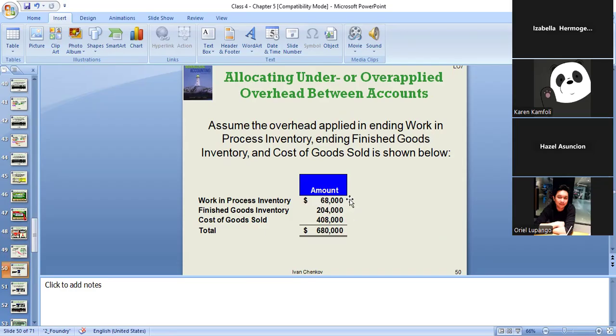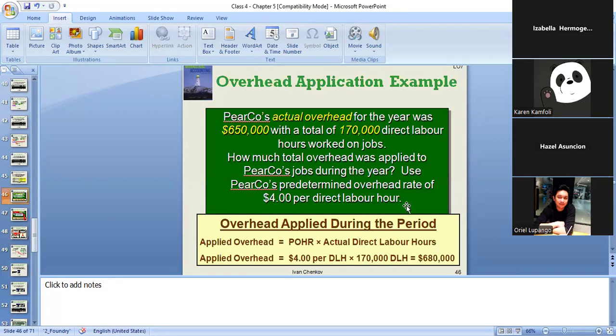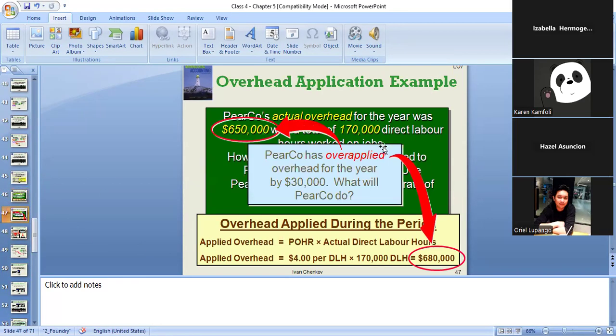Obviously, work in process will be 10%. Finished goods most likely will be 30%. And the remaining is going to go to cost of goods sold. So once we come up with the percentages, then we know how much we have to allocate. We have to allocate $30,000. That's how much my difference was.